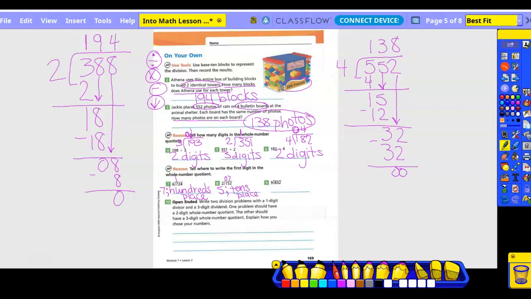Okay, can 9 go into 8? No, so I put a 0. Can 9 go into 83? Yes. How many times? 9 times, because 9 times 9 is 81, right? Okay, so it would go above the 3 in what place value? The tens place.